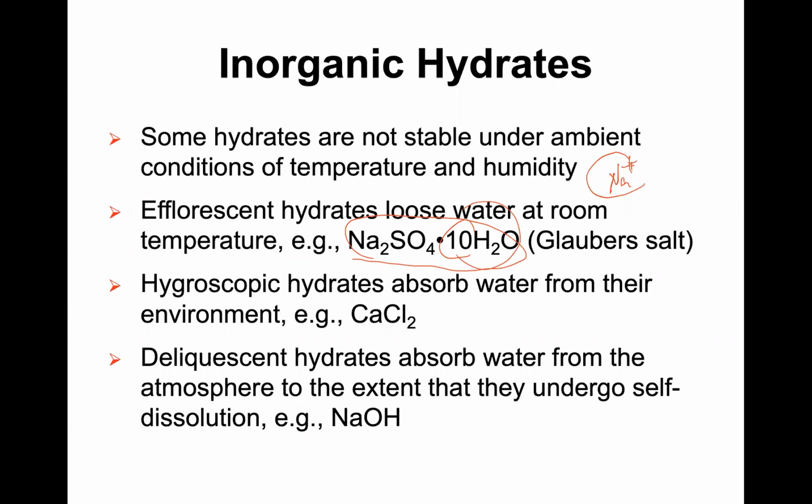And there are other kinds we call hygroscopic hydrates, which absorb water from their environment, like calcium chloride. This anhydrate supposedly will be a powder, or a kind of small particle like this. But if you leave it outside in the air, after a while it will absorb lots of water from the air, become wet, and finally become a solution. Another type, unique synthetic hydrates, will absorb water from the atmosphere and undergo self-dissolution, just like sodium chloride, which has some property like this.